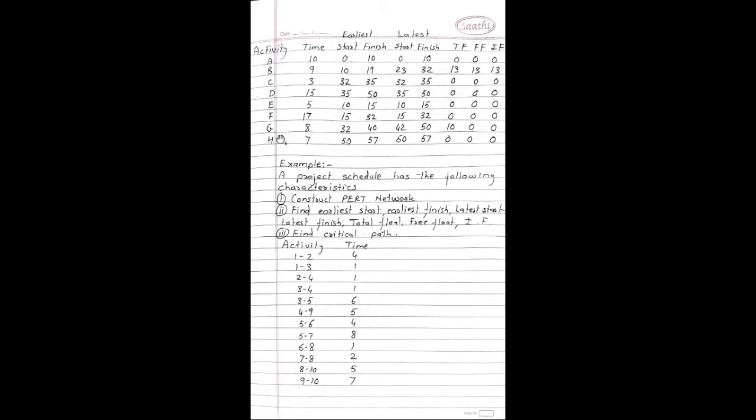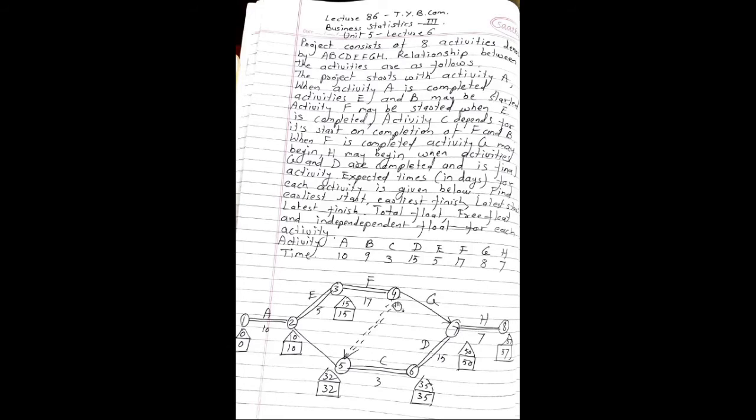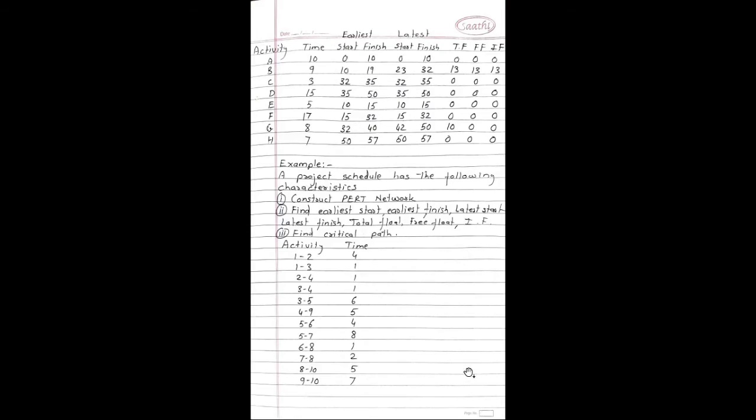Then last two activities G and H. See the earliest start for G and H. Earliest start for G is 32 and for H it is 50. So 32 plus 8 will give you 40 and 50 plus 7 gives us 57. So this is our earliest start, earliest finish.